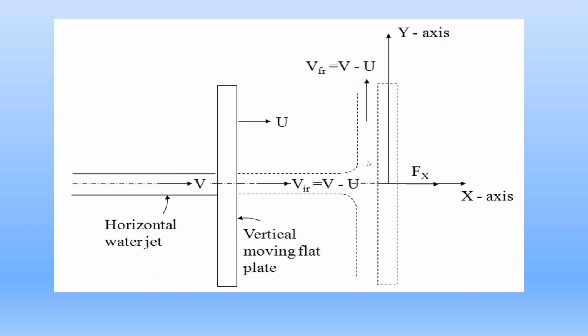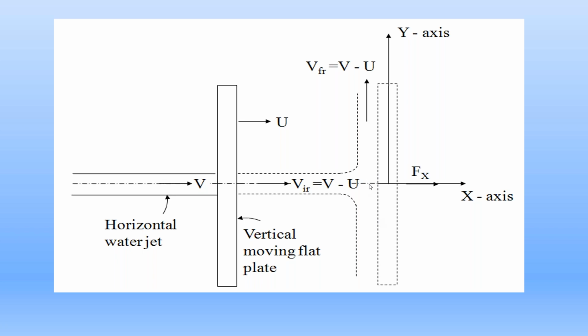After striking, the water jet will move along the surface of the metal plate. Here this surface of the metal plate is vertical. So the water jet will move in the vertical direction after the striking. We assume there is no loss of energy when the water jet strikes the metal plate. We consider this surface of the metal plate as a smooth surface.